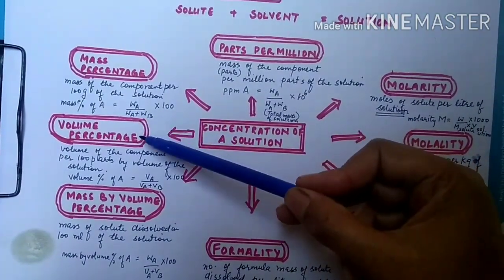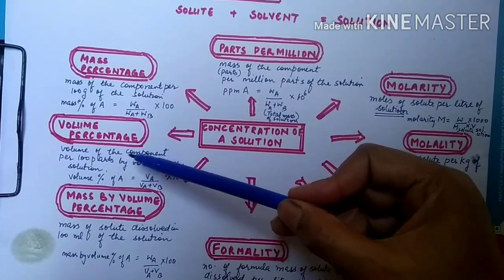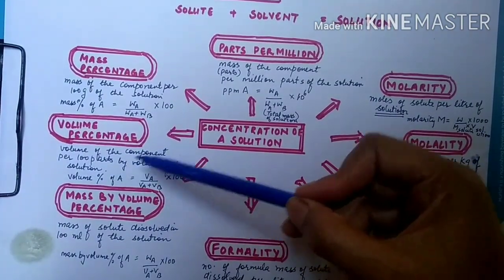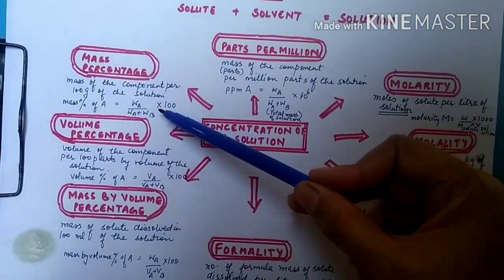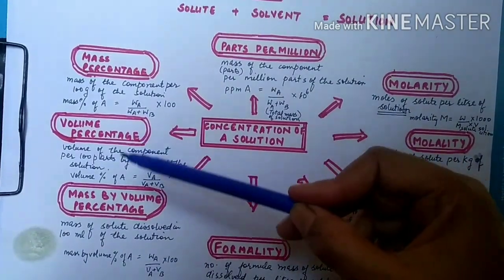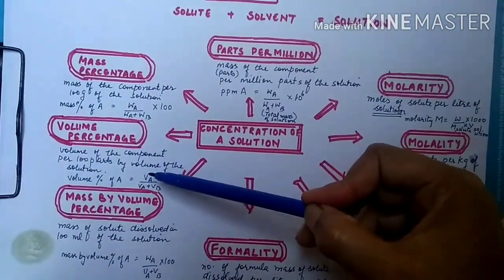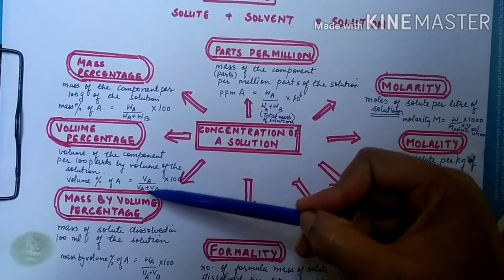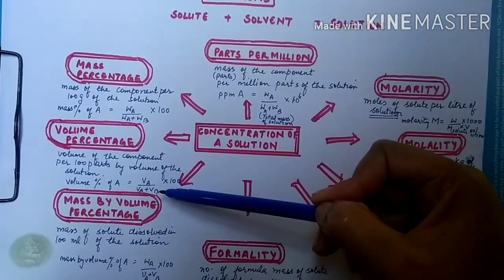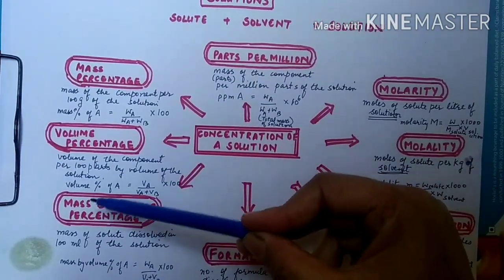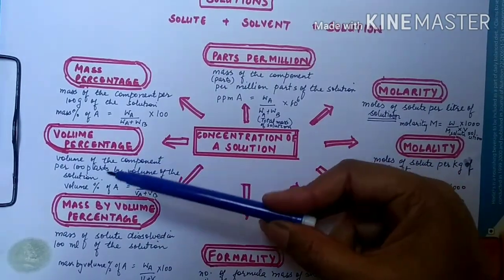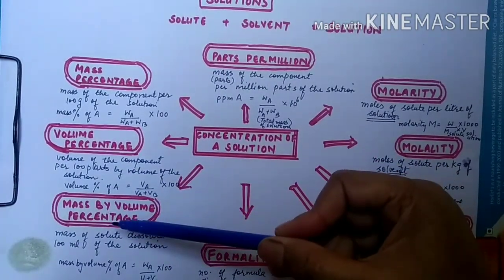Then volume percentage is the volume of component per 100 parts by volume of the solution. यहाँ हमने mass लिया था, weight लिया था, यहाँ हम volume लेंगे. So volume of A upon total volume of A plus volume of B into 100 will give you the volume percent of A. Then we also have mass by volume percentage.